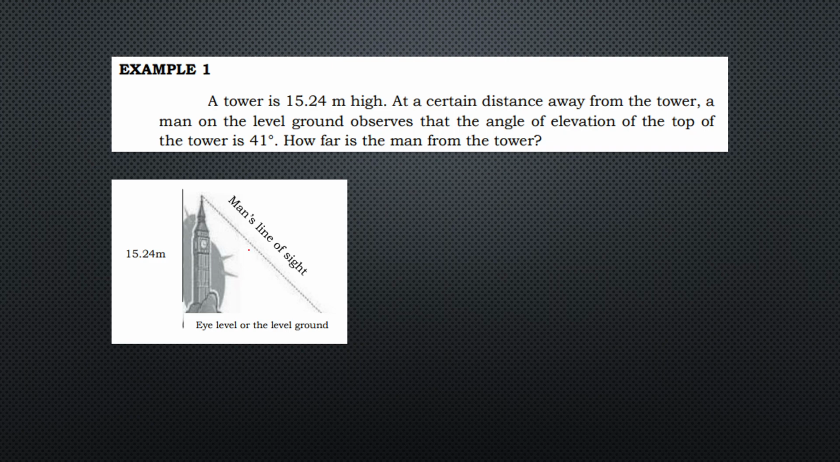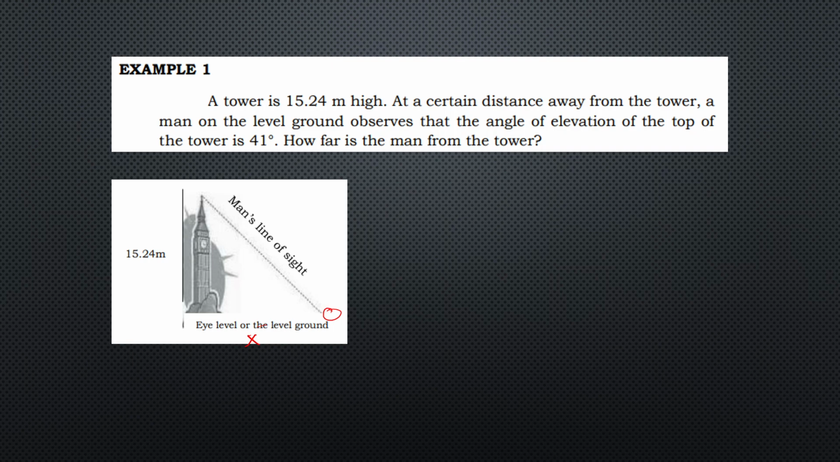If you see it here, this is the building, or the tower, and it is 15.24 meters. That's the height of the tower. And then you have there the man's line of sight. So let's say the man is standing here. Up here, that's the line of sight, looking up, and the eye level is somewhere here. The question now goes, how far is the man? So basically, the eye level or the level ground is being asked, this part here.